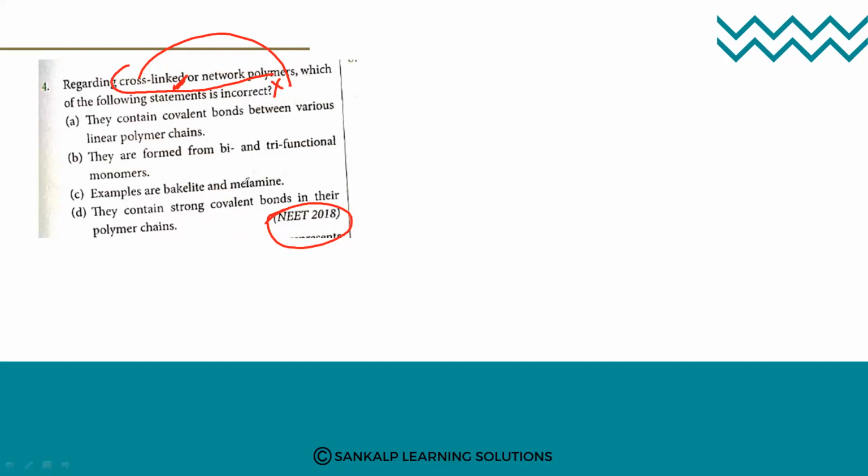So the statement which is wrong is D: they contain strong covalent bonds in their polymer chains. So option number four is the incorrect statement. We'll go for the next question.